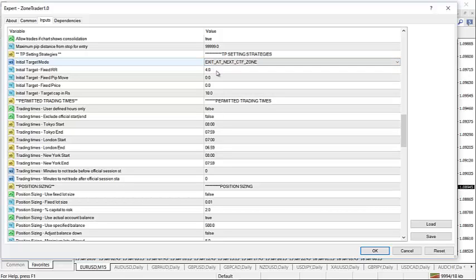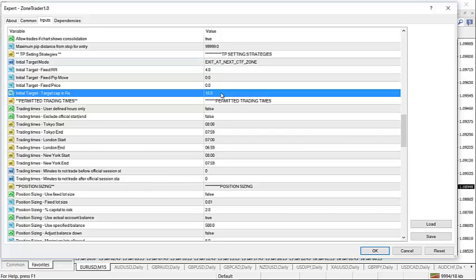So the following values after that are all related to this target mode, and they can be set accordingly. The only one that's slightly different is the initial target cap in R's. If for some reason you had a target that was calculated to be 20 R's, this would actually limit the target to be 10 R's in this particular instance.